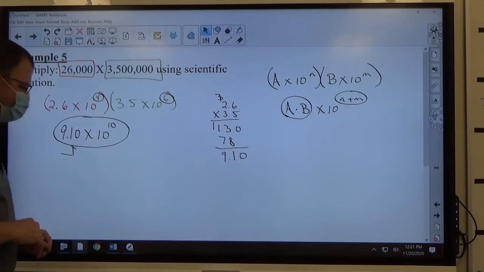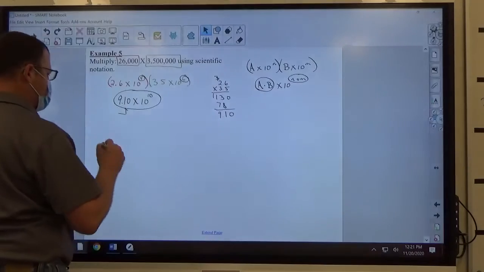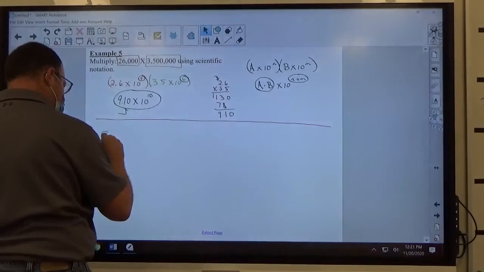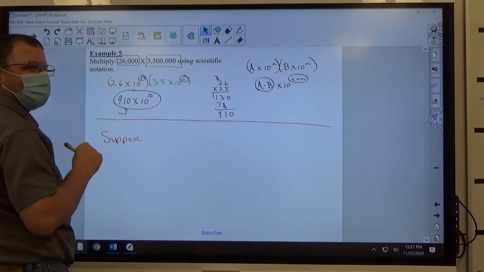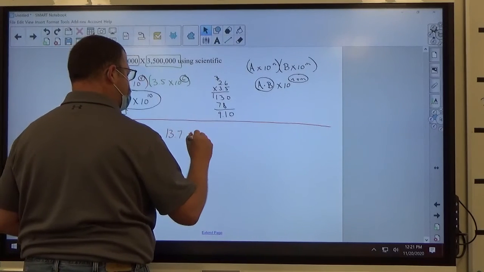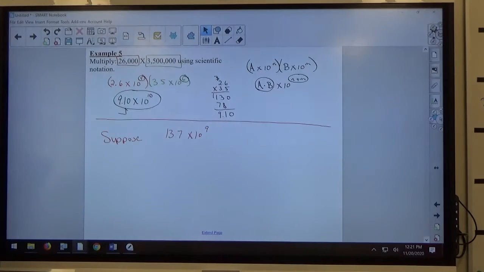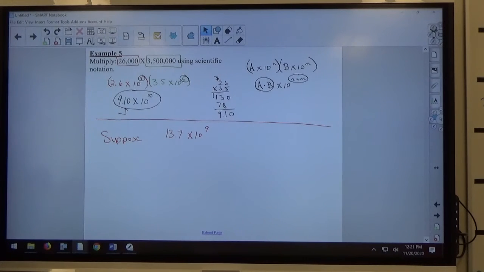Let me throw a what if at you real quick. What if you do all this work and you end up getting an answer? Suppose you multiply two of these scientific notation numbers, and you end up with an answer that says 13.7 times 10 to the 9th. Let's say we have that. So you do one of these problems and you get that answer. Is that scientific notation? No.